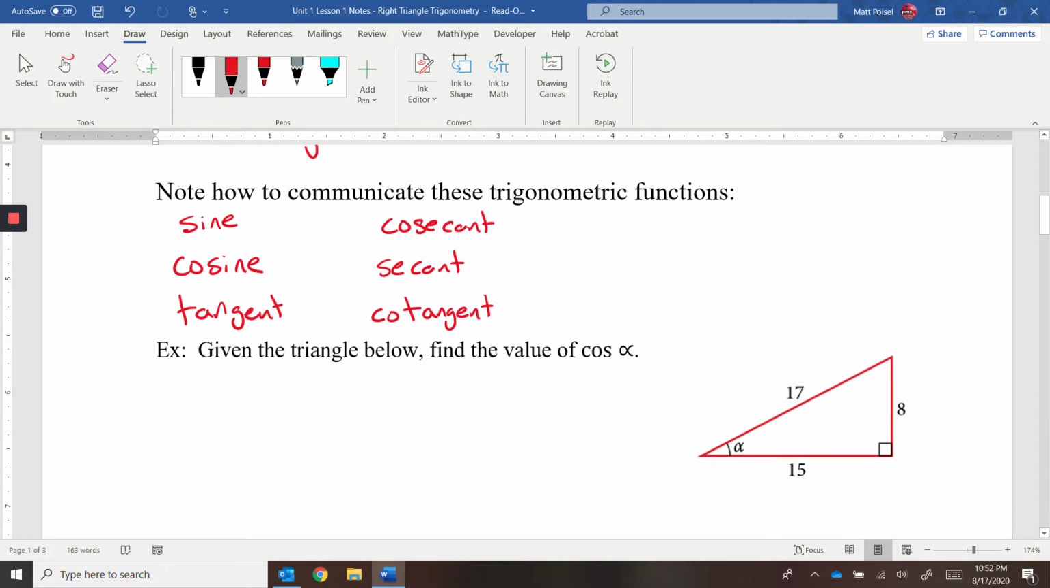All right, down here, we're given a triangle, and then we're asked to find the value of cosine of this angle. So what that tells us is we are going to stand right there, and then remember the cosine is asking us to find the adjacent over the hypotenuse. So I know that the adjacent is right here, right next to us, and then hypotenuse is over here. So that means that cosine of alpha equals 15 over 17.